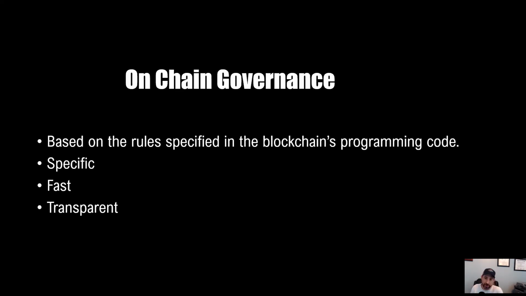So on-chain governance is based on the rules specified in the blockchain's programming code, because all blockchains are really programming code. And the nice thing about on-chain governance is that it's very specific, right? It's very fast and is very transparent, right? There's no arguing, there's no discussion. It's in the code, it's binary, it's yes or no. Can we do this? Yes or no, based on the code.